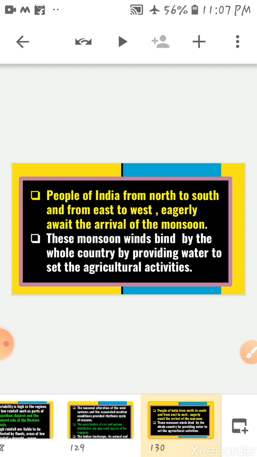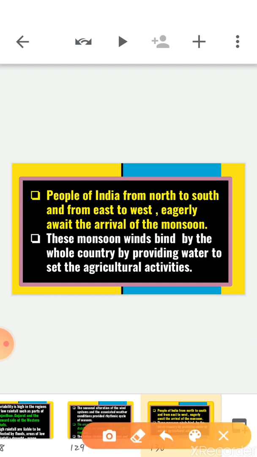Clear? The river valleys which carry this water also unite as a single river valley unit. Clear? So why is the monsoon considered a unifying bond? Because these monsoon winds bind the whole country by providing water to set agricultural activities in motion, right? Second thing is the river valleys which carry this water also unite as a single river valley unit. And the third one is the Indian landscape, its animal and plant life, its entire agricultural calendar, or we can say the life of the people, revolve around this phenomenon.